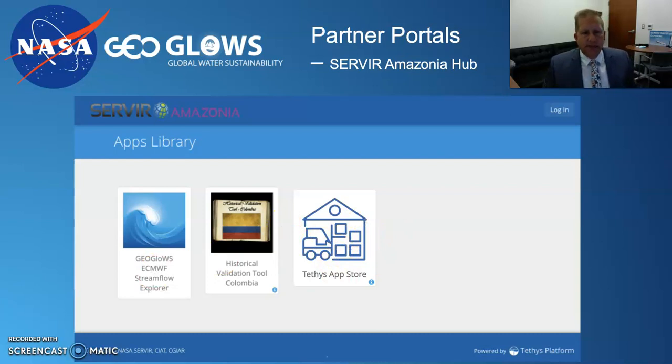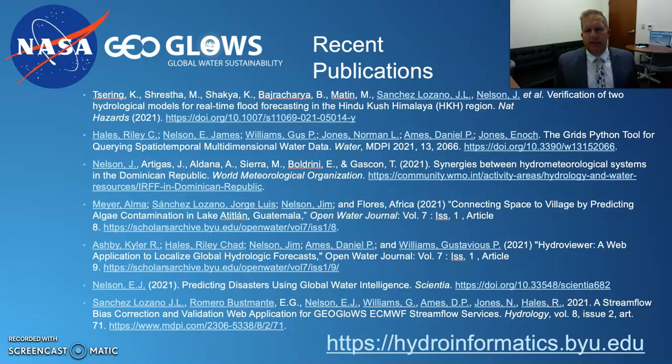Well, that's the end of my time, so I'll just close with a list of our recent publications, which you can go browse at hydroinformatics.byu.edu. These publications are all straight out of this project or very closely tied to this project. And they all link to the paper, so you can go look at them. These are all 2021 publications.